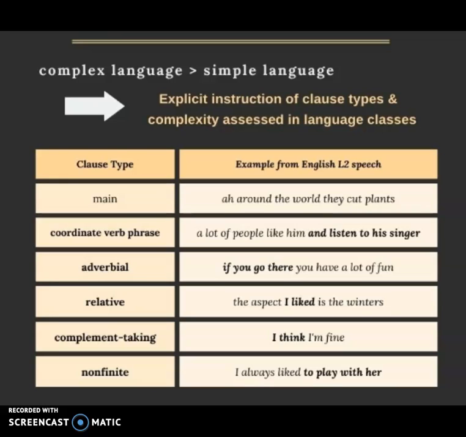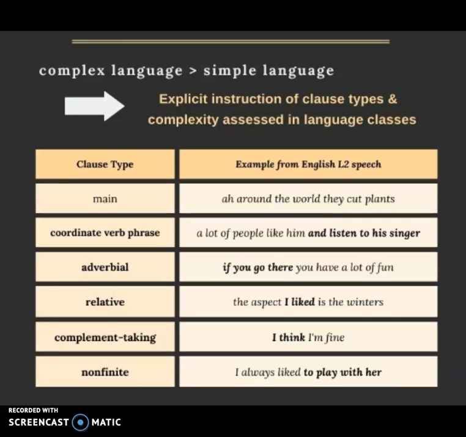And the next clause type is adverbial. Adverbial clauses have the same structure as main clauses, but they begin with a subordinate conjunction, such as because, since, whenever, if. "If" is the subordinate conjunction in the example from the data. "If you go there, you have a lot of fun." These types of clauses, like coordination and adverbial, are considered an easy way to add complexity because another section is just added on to the main clause.